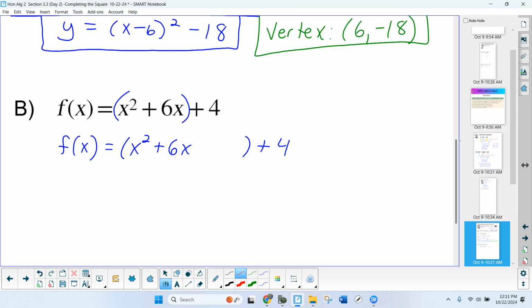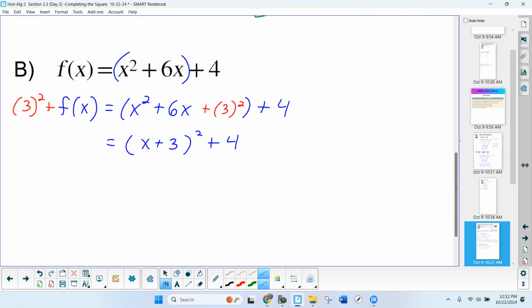Miss Laura, what did you do? This isn't that hard. You're going to take half of, is a 1? Yeah. Take half of what number? 6. What's half of 6? 3. You're going to add 3 squared. Whatever you add to one side, you've got to do to the other. Okay, what does this side factor into? X plus 3 squared. X plus 3 squared plus 4.